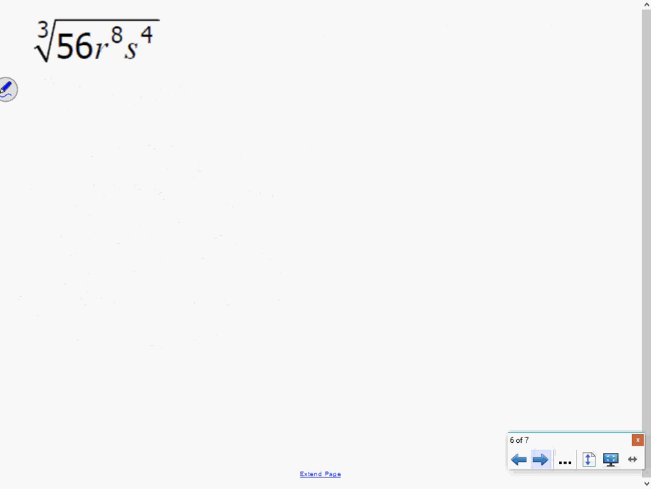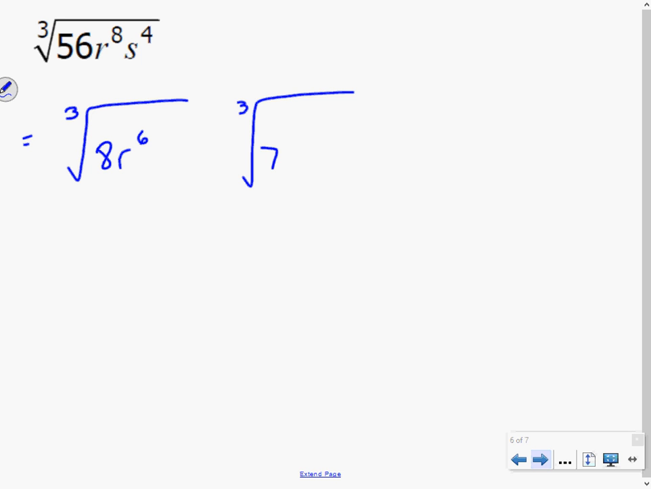All right, so again, I've got a cube root, I've got some variables, I've got a number, so let's split this into 2 cube roots. The part that can actually be cube rooted and the stuff that's left over. So for 56, that's going to split into 8 times 7. 8 is the biggest perfect cube that's a factor of 56. And then I need the exponents of my variables to be divisible by 3. So r to the 8th, I'm going to turn into r to the 6th, because that's divisible by 3, times r squared. And then s to the 4th will be s cubed times s.